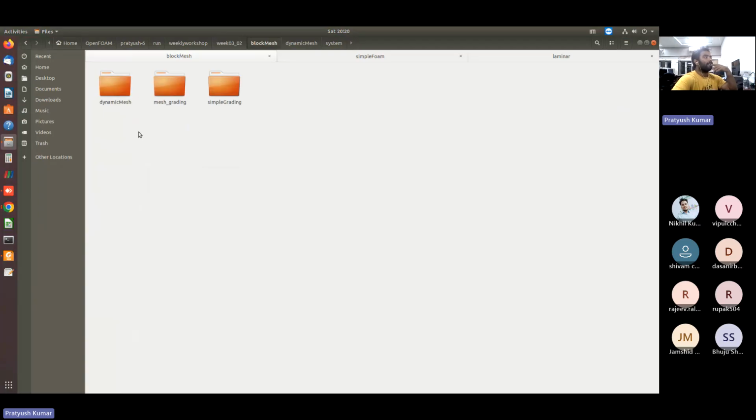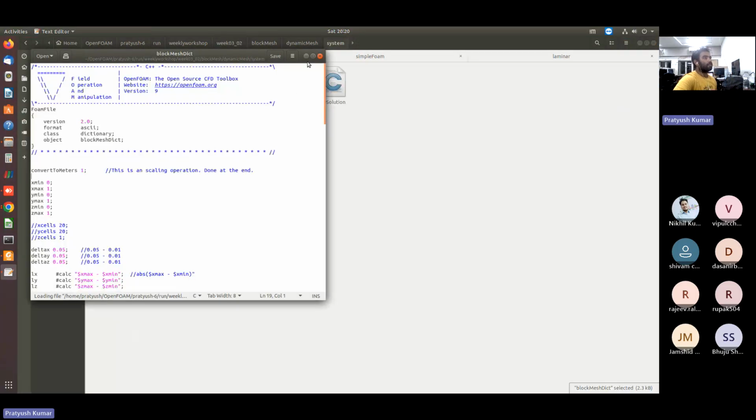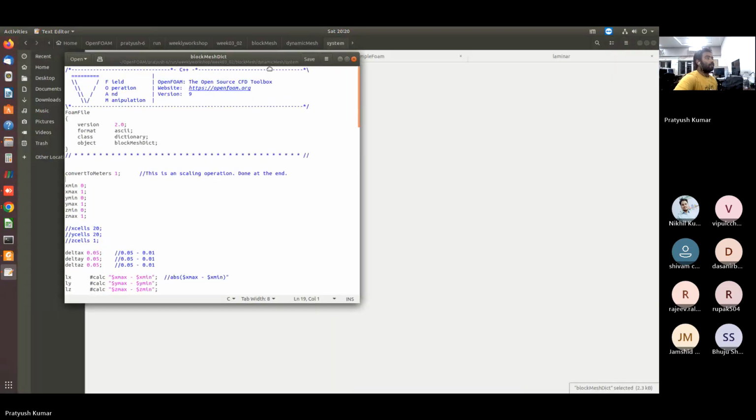So there I have given two folders, that is the dynamic mesh. Yesterday Abhishek was a little confused about how to create a dynamic mesh.